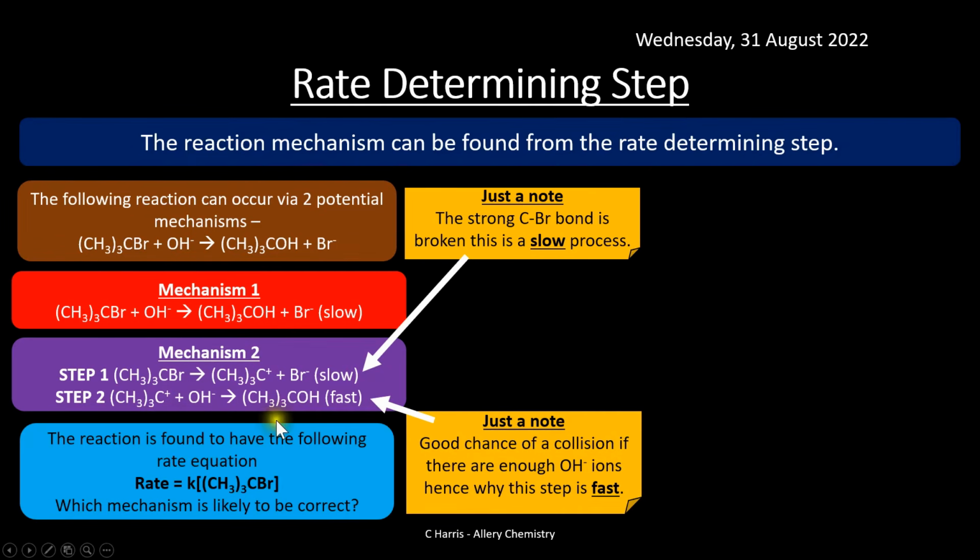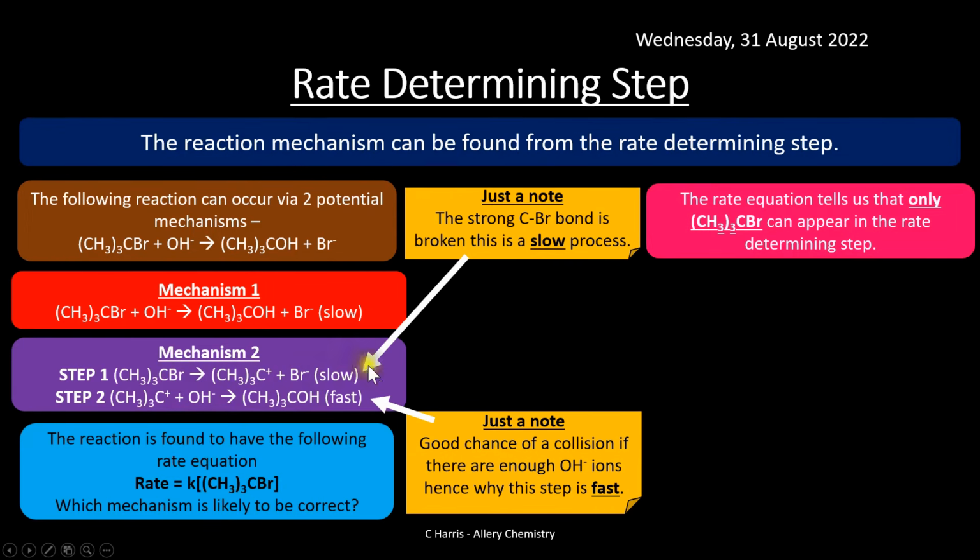And there's a good chance of a collision, obviously, between a positive and a negative ion, and this is why this one is a fast step. So it's very likely for these to happen. They're more likely to collide than that is to break, because that takes energy to do, and this is why this top one is slow.